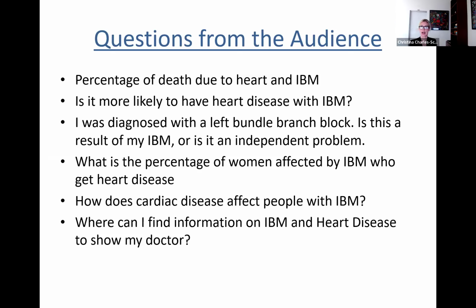Unfortunately, for most, I don't have a specific answer, but I have some data, right? For instance, with the left bundle branch block, is it a result of my IBM or is it an independent problem? Don't know, right? I don't know that anybody is going to ever say for sure without being able to say, is there a scar there from some prior damage? Is there some fatty replacement? But the most important thing is to be assessed, right? If there are arrhythmias occurring, to have the Zio patch to make sure they're not dangerous arrhythmias, right?